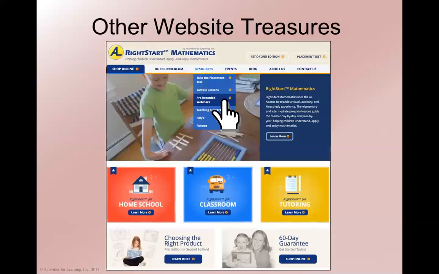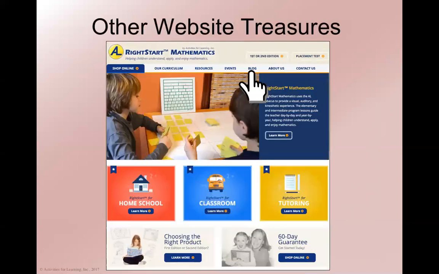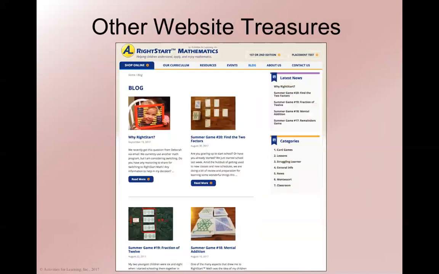Some other website treasures. If you go under resources, you'll see pre-recorded webinars. There's lots of other webinars on lots of other topics that are really helpful, and so you may want to peruse that. Also under blog, all kinds of good information. Actually, a lot of different people have written these blogs. All of them have taught Right Start, everything from great ideas about different kinds of games to play, to what to do if you have a struggling learner, what to do if you have multiple children, specific lessons being addressed. All sorts of good information is in the blog, and so you can search through that or subscribe.